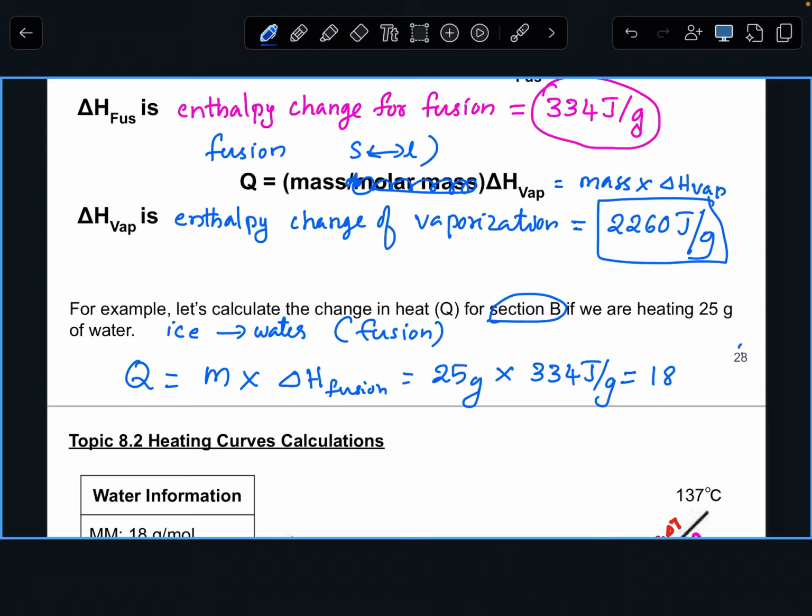Or 920, I don't know. Multiply. Get your calculator and do it. Oh, my bad. Okay, 8,350.